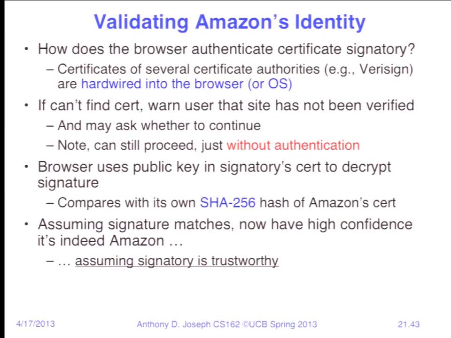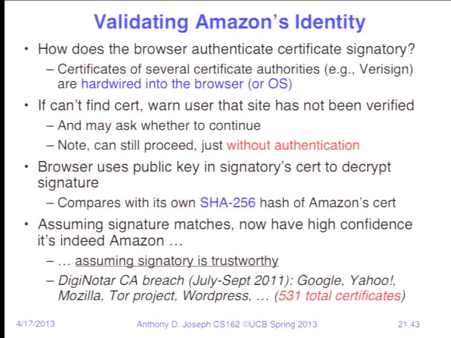The big caveat is this is assuming that the signatory is trustworthy. It's also assuming the signatory has not been compromised. So on September 3rd, 2011, it was discovered that a certificate authority had been compromised. The private key had been stolen, and lots of certificates had been created. In fact, 531 certificates were created for some of the most popular websites, like Google, Yahoo, Mozilla, Tor Project, WordPress.